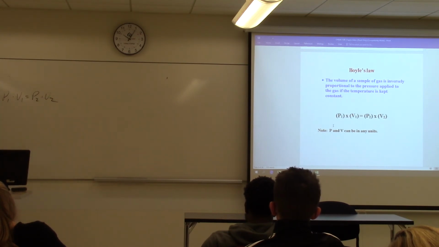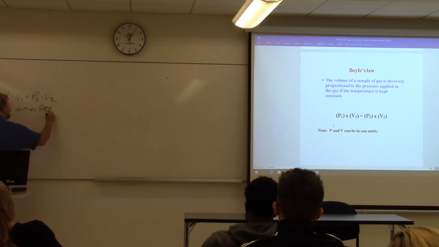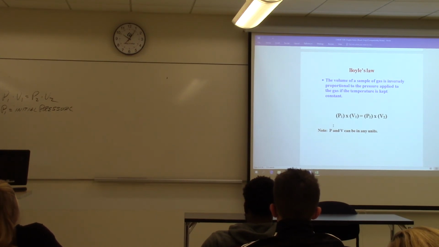P1 times V1 equals P2 times V2. What are those? Well, P1 is, for whatever gas you're looking at, the initial pressure, what you first measure. V1, again, is that same gas, whatever volume you're starting with of that gas.